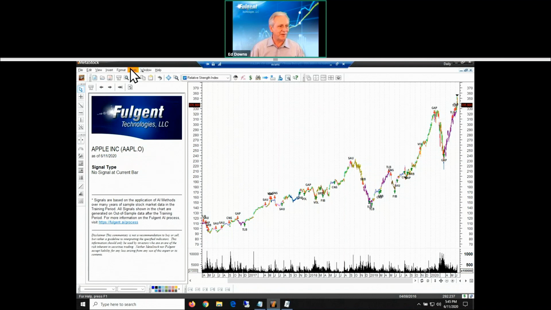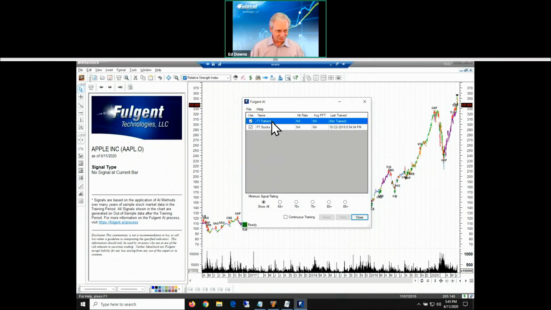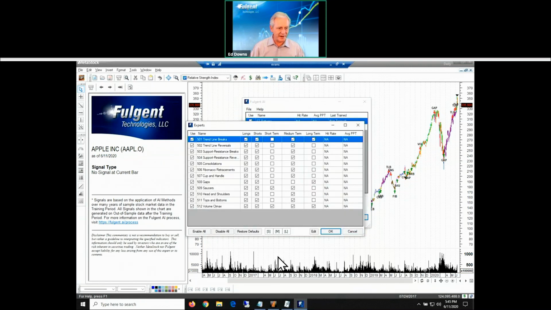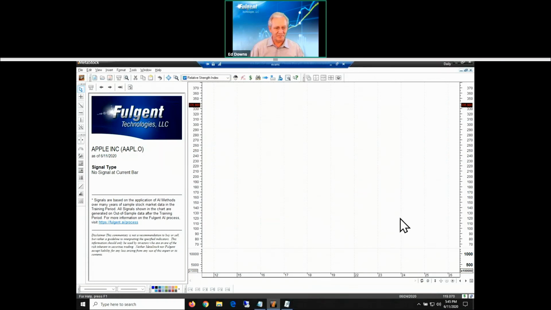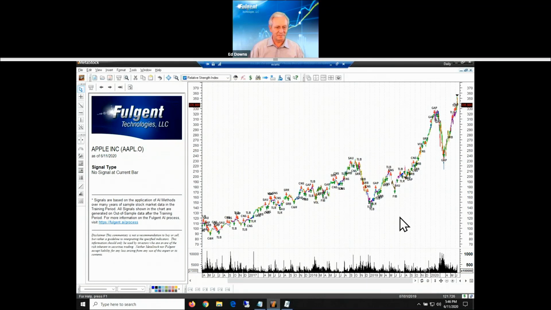Now, here's actually the big bang. Are you ready? So I'm going to now turn on all of the short term. And we'll say okay on that. This is enough to illustrate my point. It's finding patterns everywhere. Okay, every little pattern that could be a trend line break, could be a reversal, could be a consolidation, could be a gap up or down, it is finding them.